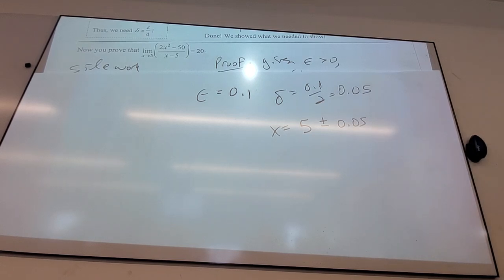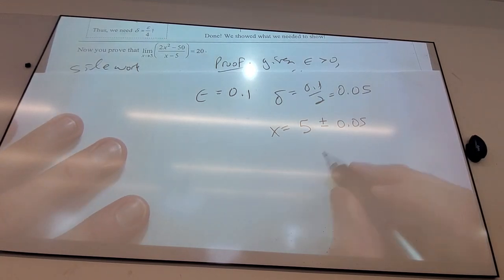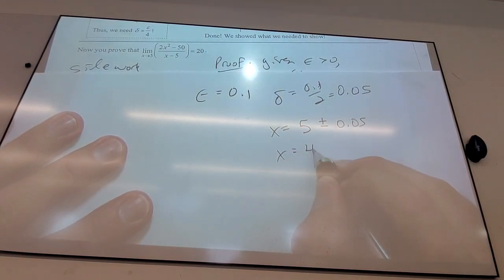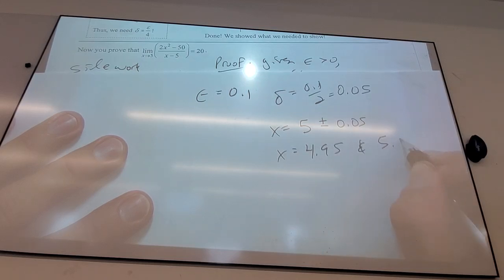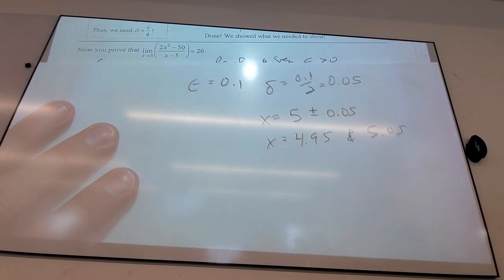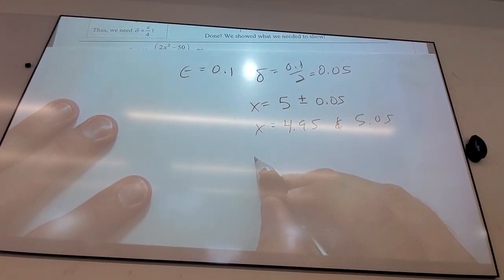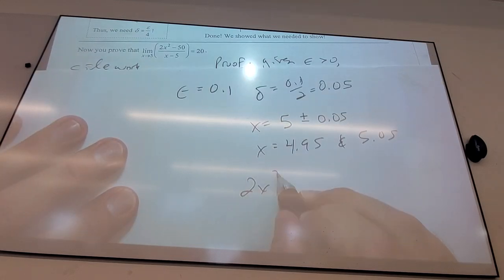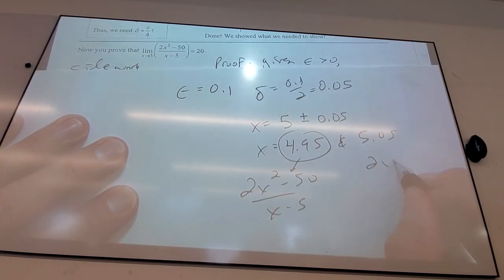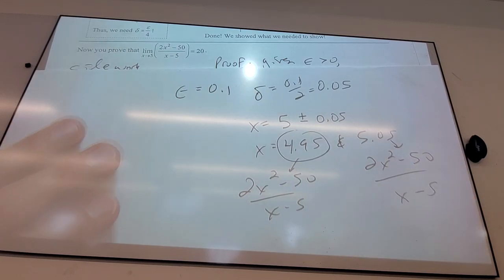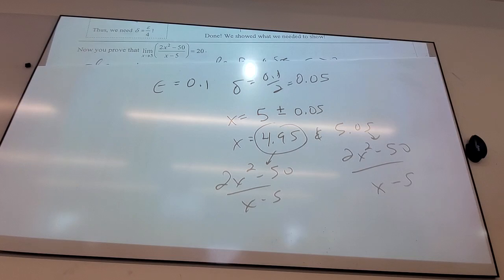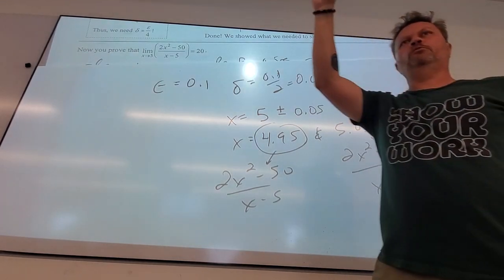You with me? Now, somebody help me out. This would be 4.95 and 5.05, yes? Can some of you guys figure out the value of this for 4.95? And some of you guys figure out the value of this for 5.05. Let's concretely see if this works.